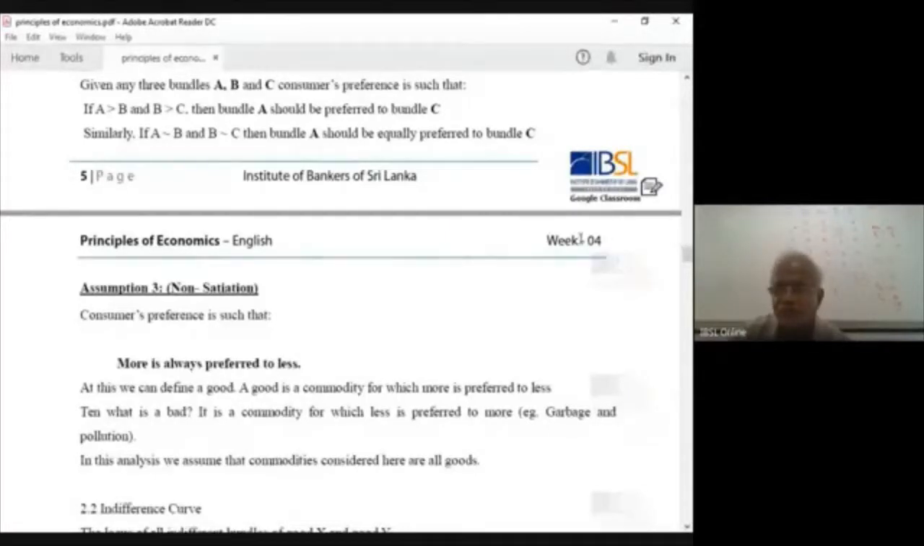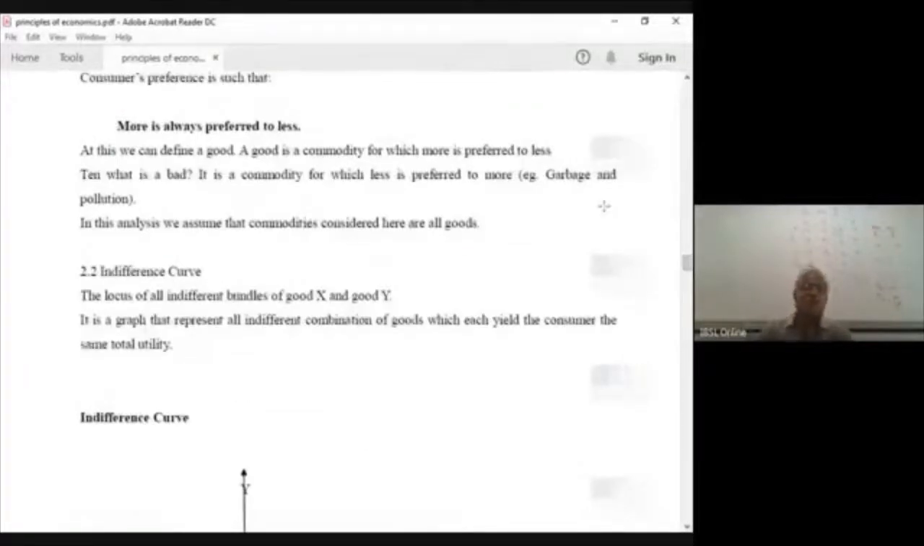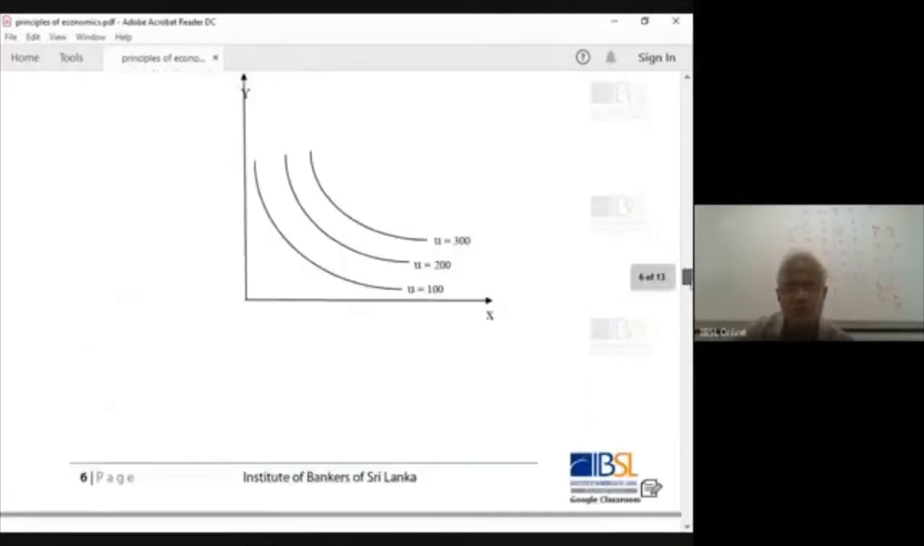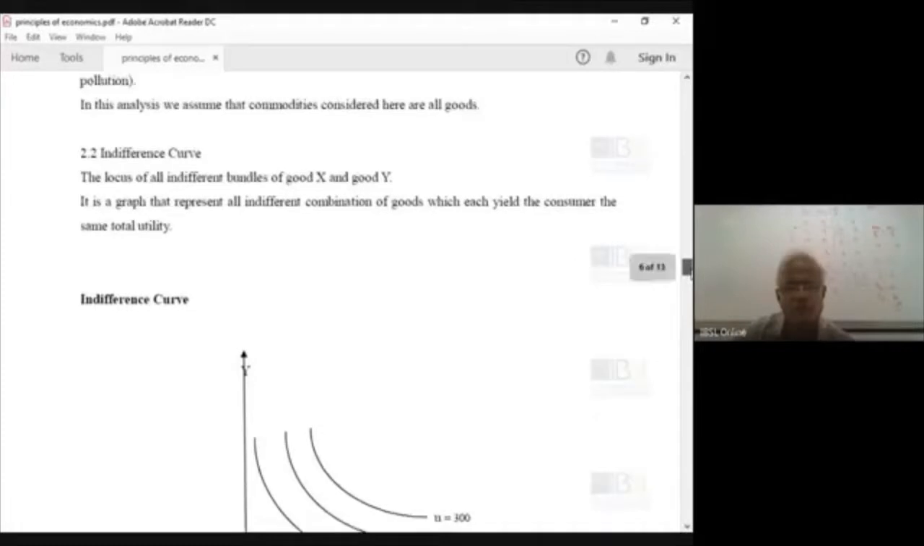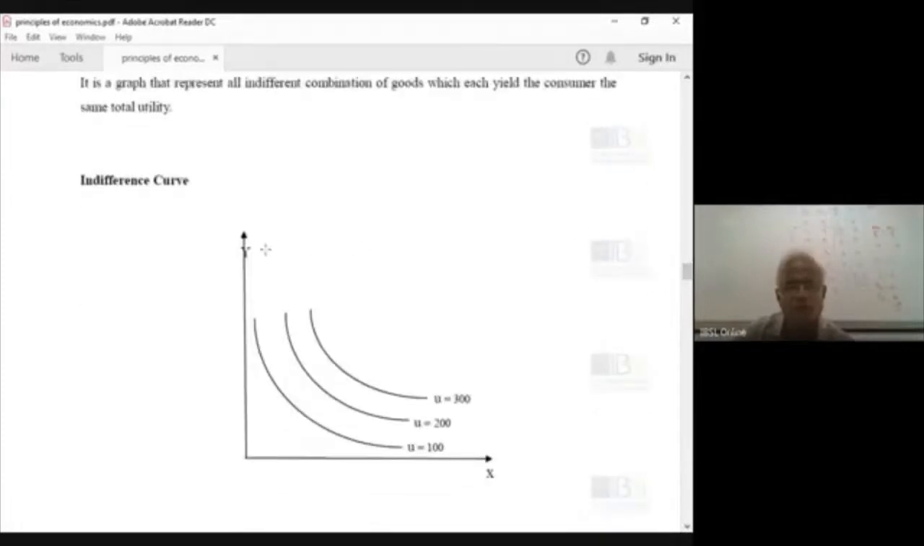Now we are going to discuss more about the consumer's preference, the indifference curve, after the assumptions of preference. Now we are going to define a new term: indifference curve. Indifferent, the word itself gives some clue: indifferent means equally preferred. Now it's a curve. When you draw the indifference curve, you take all these bundles.